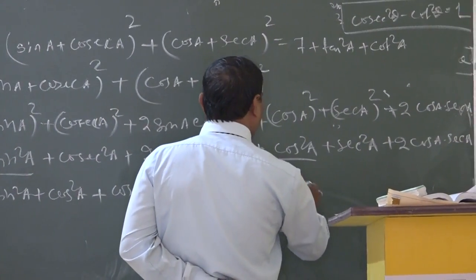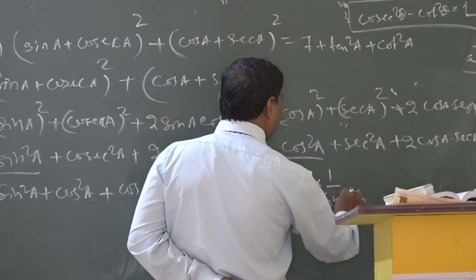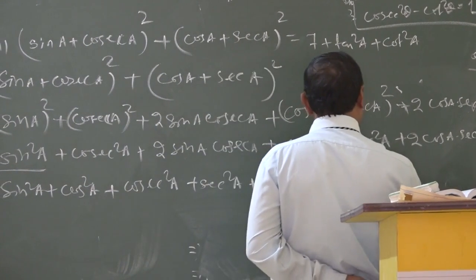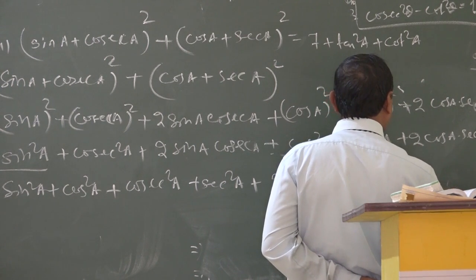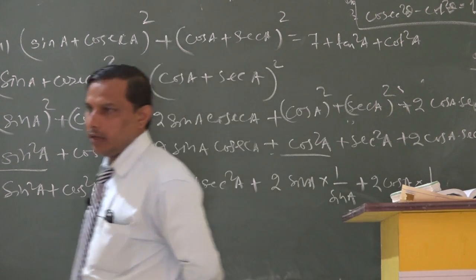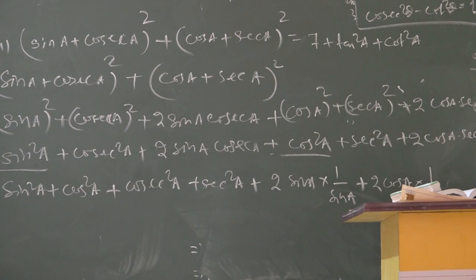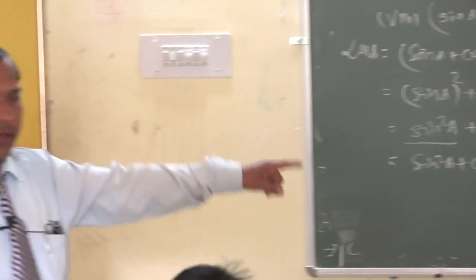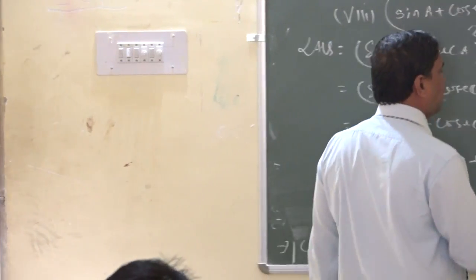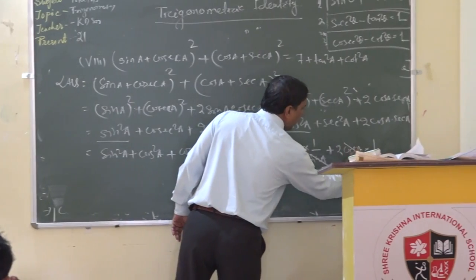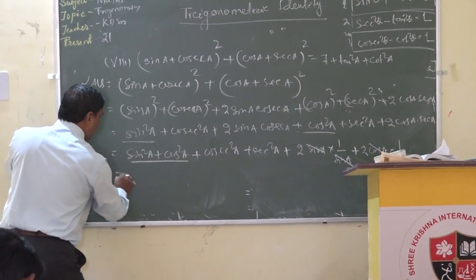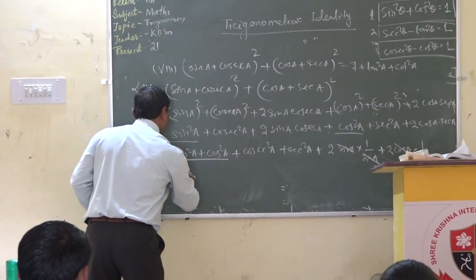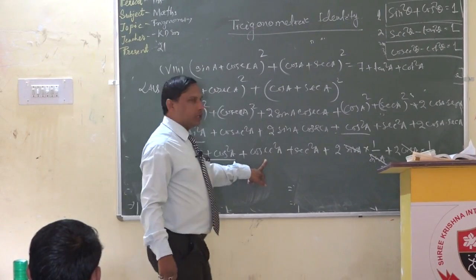2 sin A into 1 by sin A plus 2 cos A into sec A, which is equal to what? 1 by cos A. Sec is the reciprocal of cos A, so in place of sec A we write 1 by cos A. So here you can cancel sin A, sin A. Here you cancel cos A, cos A. Clear? Here sin square A plus cos square A make a group. It is equal to 1. Clear? Then cosec square A.